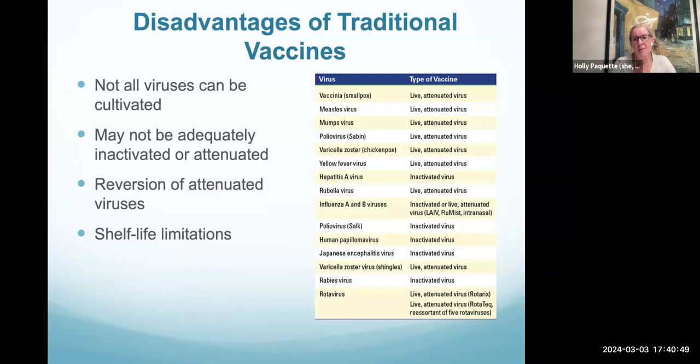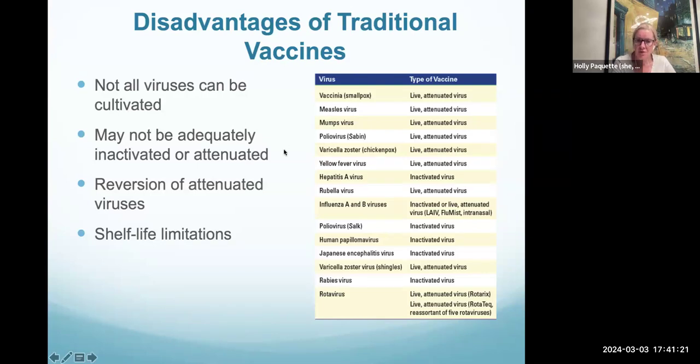So when we think about this, the challenges that we often see with traditional vaccines is that not all viruses can be cultured, meaning that it's difficult to grow some of these. Some of them may be really difficult to inactivate or attenuate effectively, so we may not want to use them if we can't make sure that they're not going to cause disease. And some of them will revert back to their infectious form, and we don't want to make somebody sick with it. Lastly, there's shelf life limitations, right? They'll only last so long.